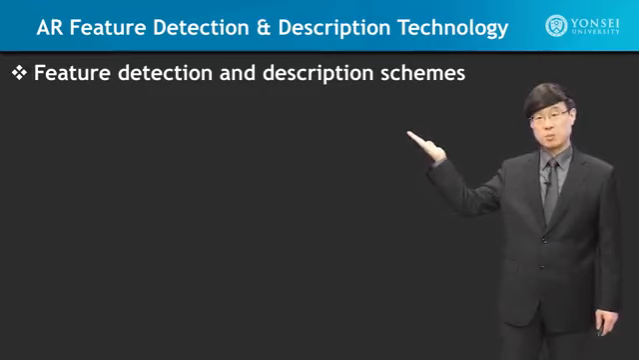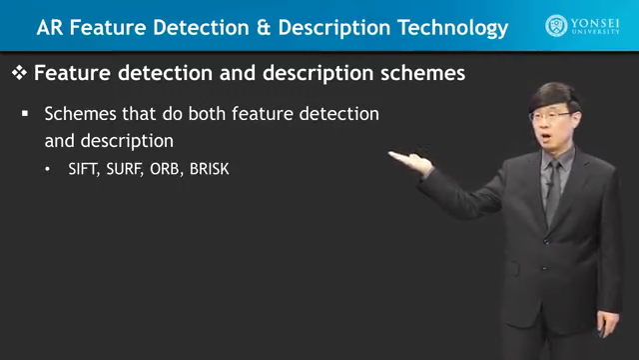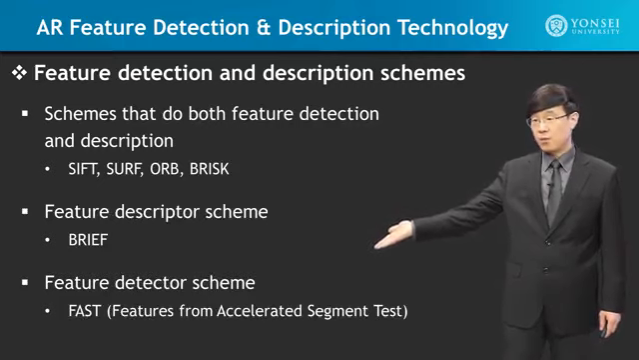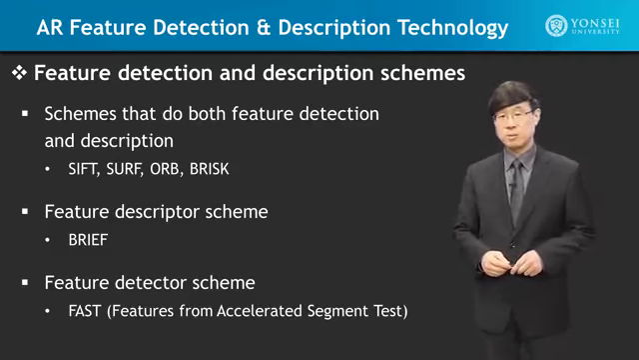Feature detection and description schemes. Schemes that do both feature detection and description are SIFT, SURF, ORB, and BRISK. BRIEF does feature description only, and for a feature detector scheme, there is FAST. And we will study about these algorithms in detail.